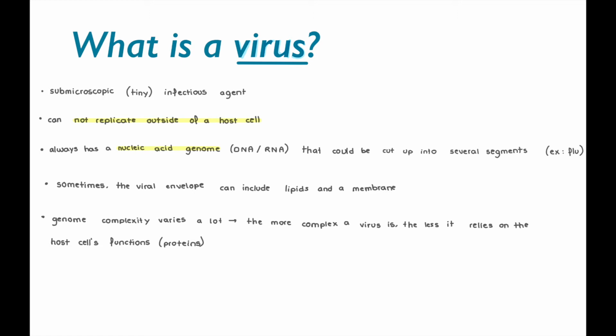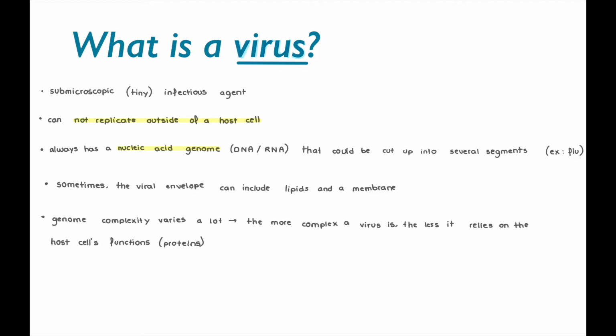A virus always has a nucleic acid genome, so that's a genome made out of DNA or RNA. It can be single-stranded or double-stranded. And this genome could be cut up into several segments. For example, the flu virus, which we are all very familiar with and hopefully getting our vaccines for soon, has its genome cut up into 8 little pieces. Sometimes the viral envelope can include lipids and a membrane, kind of like in our cells, that holds all their genome together.